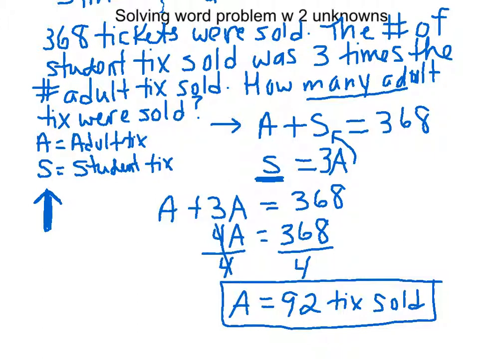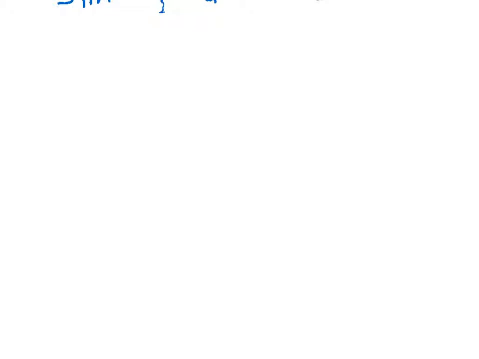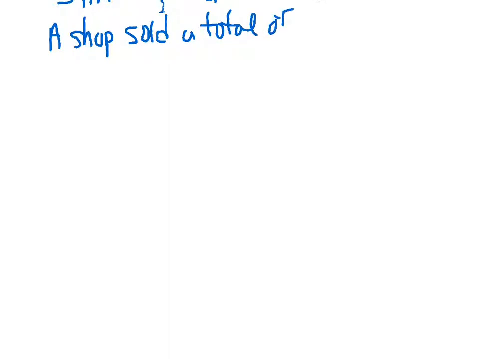Let's try one more. Alright, let me slide this guy up. And for this one we'll talk about hamburgers. We have a shop that sells hamburgers and cheeseburgers. Altogether, let's say a shop sold a total of 803 burgers. That includes hamburgers and cheeseburgers.